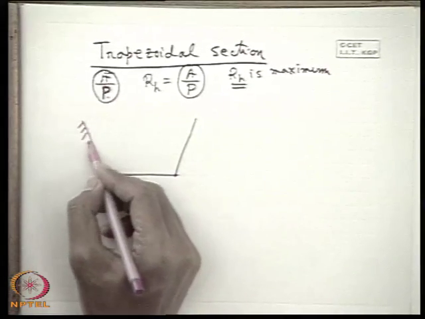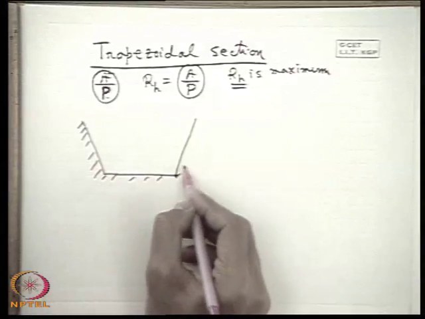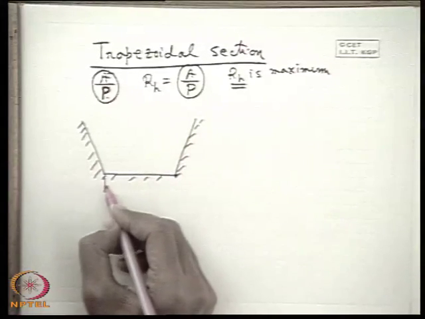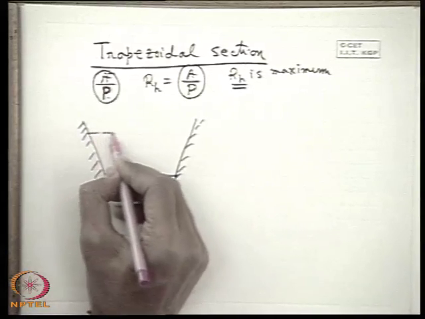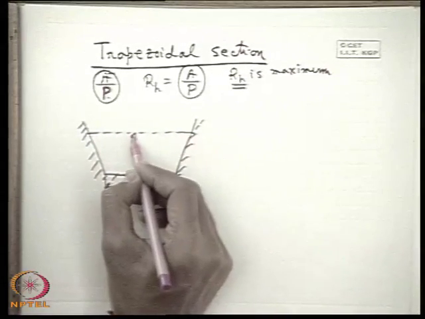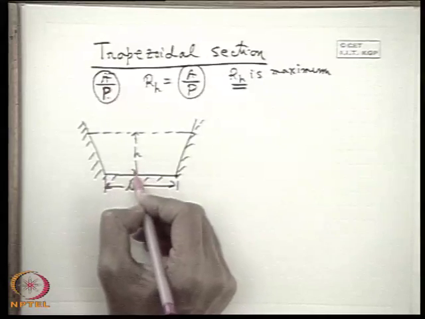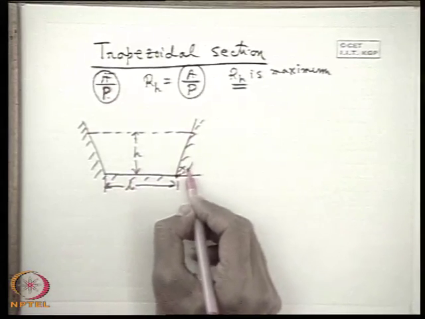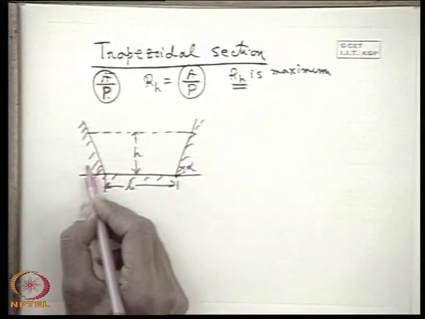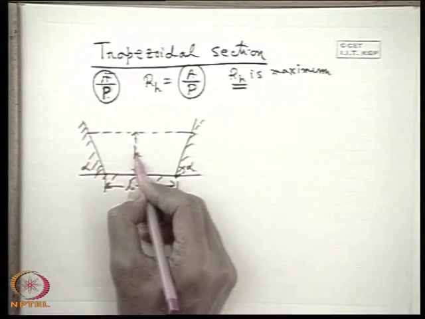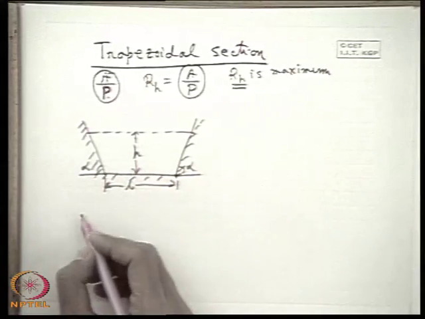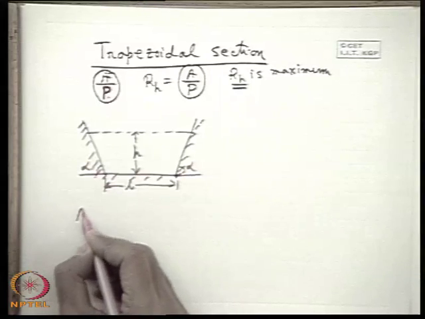Let us consider this is the trapezoidal section, and the width is B. Let us consider the depth of flow is H, the central depth of flow is H, and the side slopes are alpha. The trapezoidal sections are defined by these geometrical parameters with central depth of flow as H. Now what is the area of cross section?